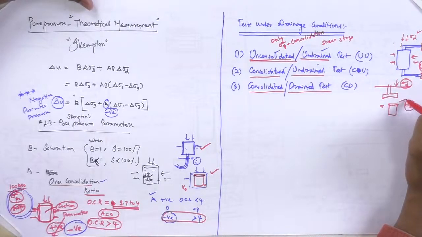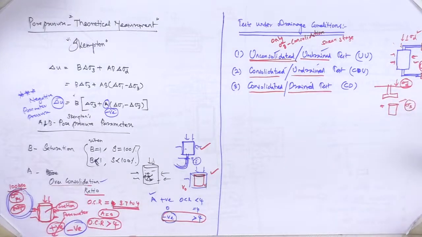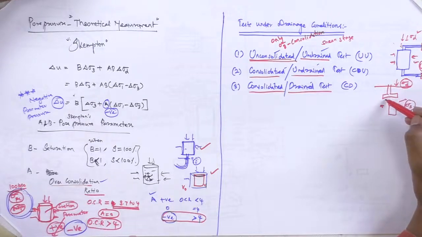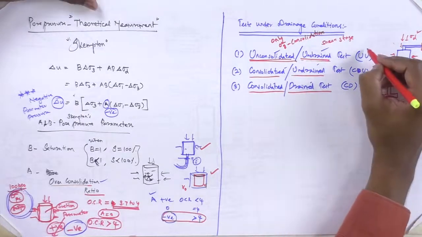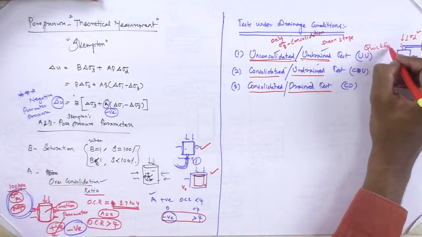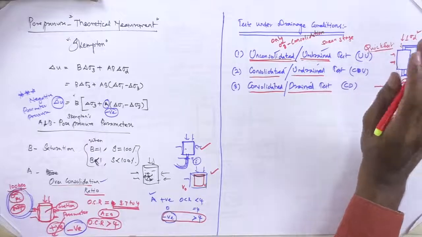The water will not move rapidly. So it takes time. The consolidation process may take years and years, 100 years. So during the confining pressure also it is not consolidated, and during the application of building load also it is not consolidated. So this is what you have to do in the triaxial test. The valve should remain closed. So this is a quick test. You get the value very rapidly.